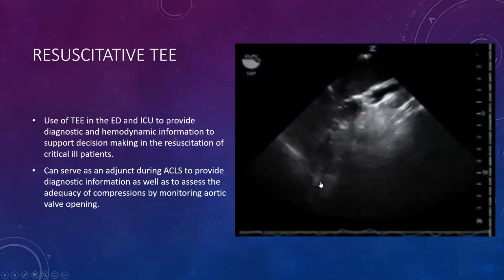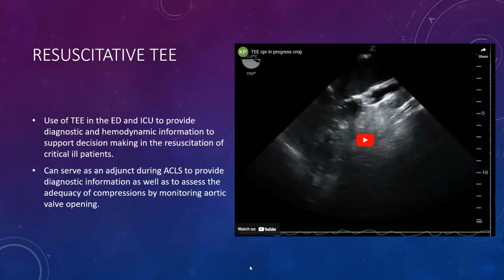So the idea of resuscitative TEE is the use of TEE in the ER and in the ICU setting to provide diagnostic and hemodynamic information to support decision-making in the resuscitation of critically ill patients. And again, this is when a transthoracic echo or other modalities would be non-diagnostic or impossible. And something that actually had been new to me until I started preparing this presentation is the idea of using TEE as an adjunct during ACLS to monitor the adequacy of compressions by looking at aortic valve opening.